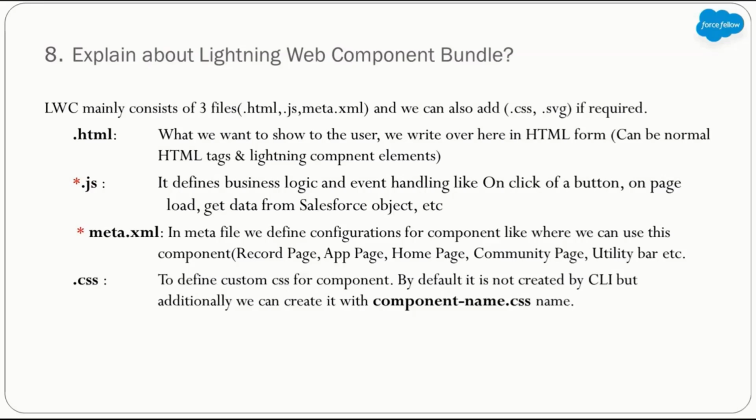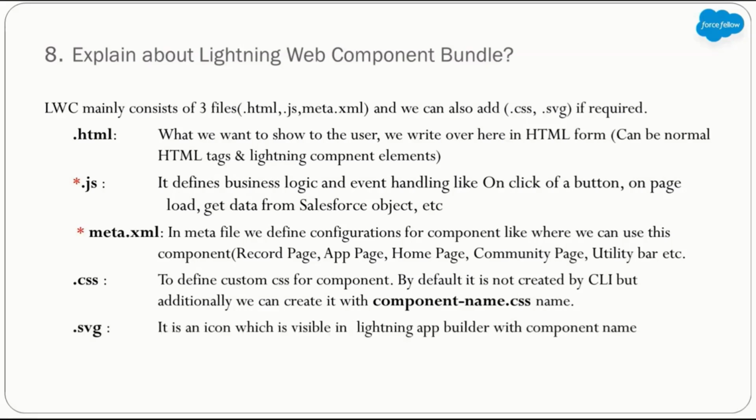Next we have the CSS file. If you want to specify custom styling for the component, then we can create a CSS file. By default, it is not created by CLI, but additionally we can create it with the component name. Next is the SVG file. We can say it is an icon which is visible in App Builder with the component name.